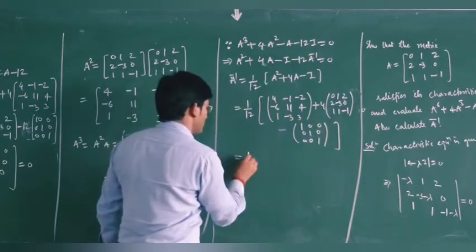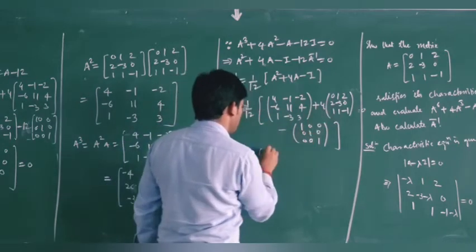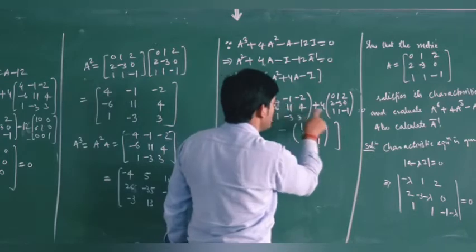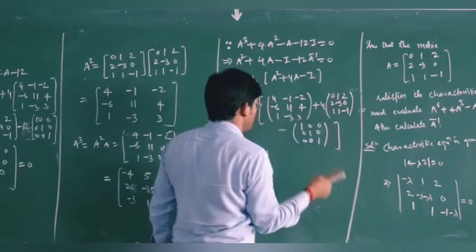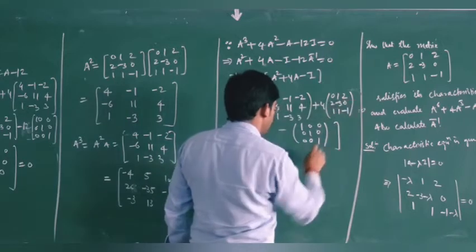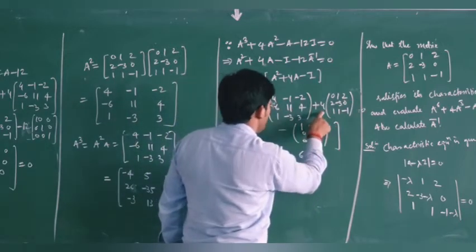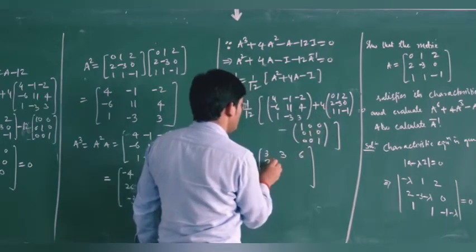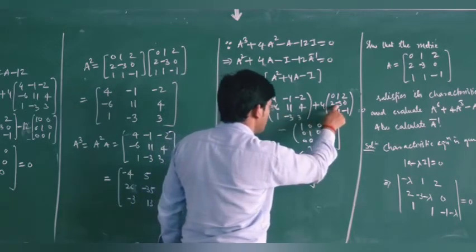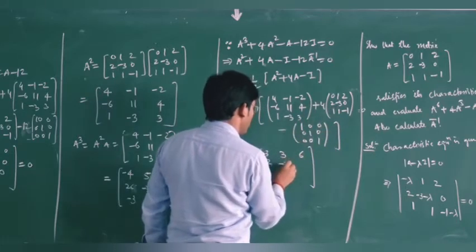So this is equal to 1 by 12. Then 4 minus 1, that is your 3. Then we have minus 1 plus 4, so this is your plus 3. Then we have minus 2 plus 8, so 6. Then we have minus 6 plus 8, so this is your 2. Then we have 11 minus 12, so 11 minus 12 will be minus 1, minus 1, this is your minus 2.